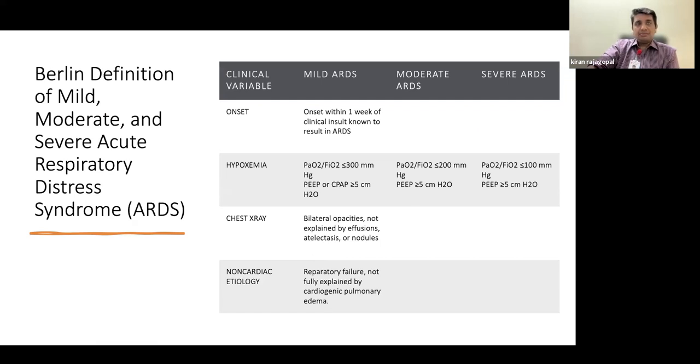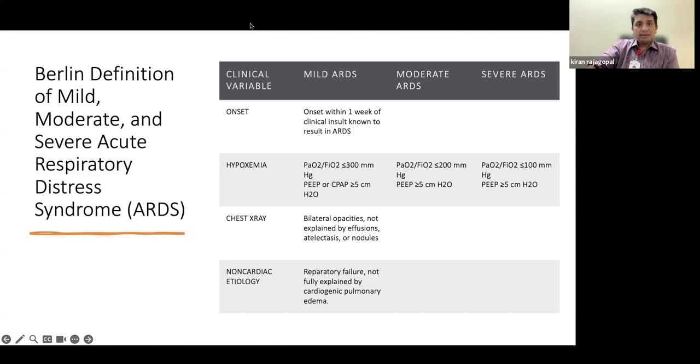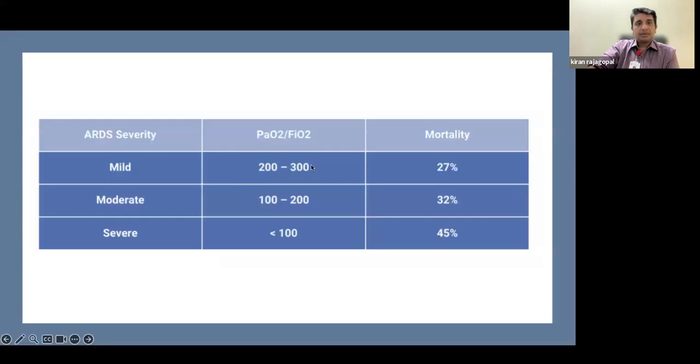Okay. So again, my question, and remember the question I asked earlier: going by the Berlin definition, can you classify our particular patient as ARDS? I haven't gotten a response for that. Okay. So what is the significance of the severity classification? You can see that the mortality increases as the severity of ARDS increases. So if the patient you are caring for is having severe ARDS, you should understand that the mortality rate is very high. Still no response, I think. Okay.